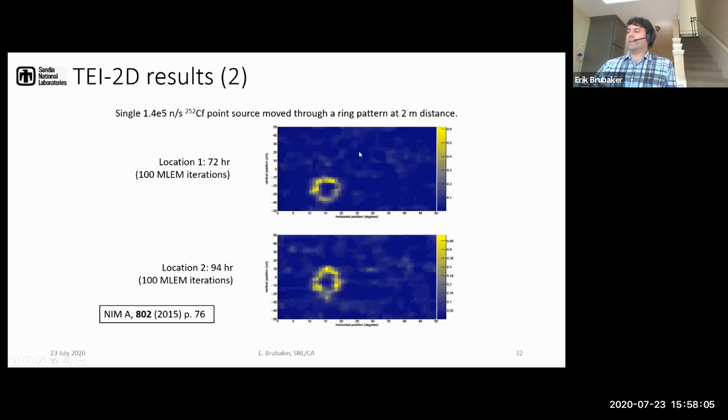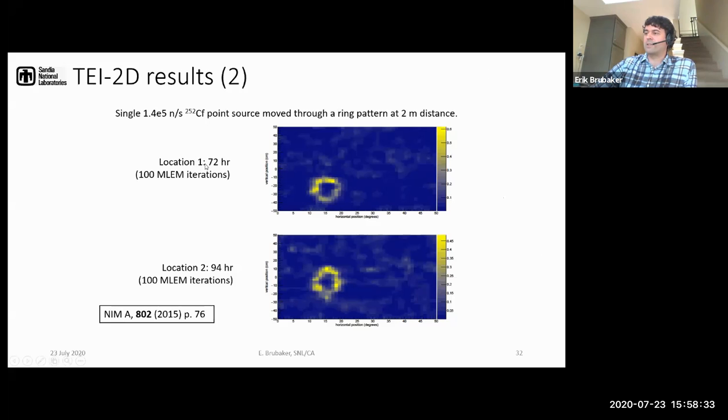And finally, if we do another one of these extended sources, again, an emulated extended source where in fact we have a point source that we're moving through a pattern, a ring pattern, we can reconstruct these images. So again, fascinating to me that with a single detector and just looking at the rate over time, we have the information that's necessary to reconstruct an extended source like this.